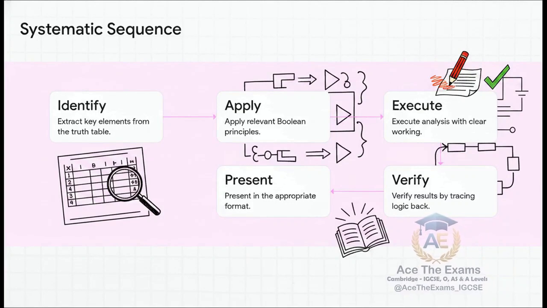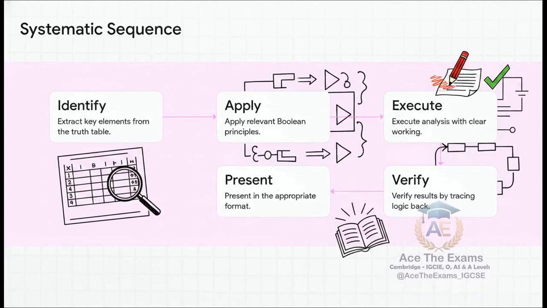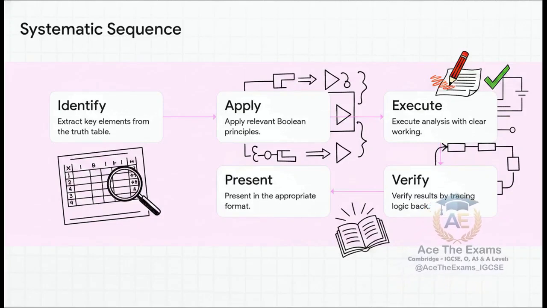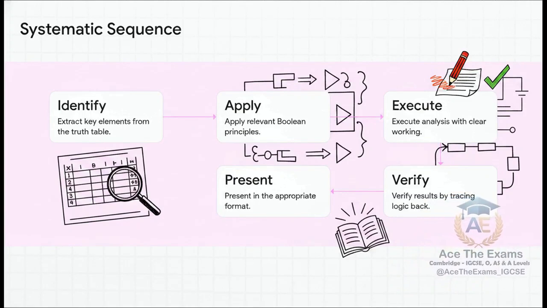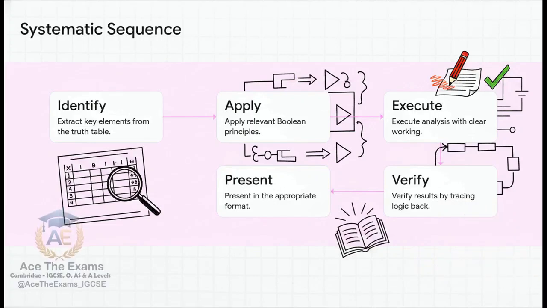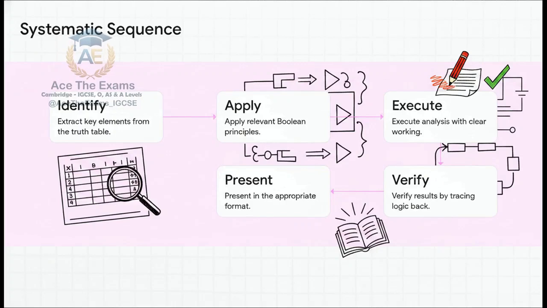If you want to see those brutal red pen marks transform into beautiful green check marks on your paper, I want you to follow this exact 5-step computer science success blueprint for every single logic problem. First, identify the key elements from the truth table. Second, apply the relevant Boolean principles. Third, and pay attention because this is where the method marks live, execute your analysis with crystal clear working. Do not try to do it all in your head. You have to show the examiner your brainwaves. Fourth, verify your results by tracing the logic back through your circuit. And finally, present it in the exact format requested by the command word.